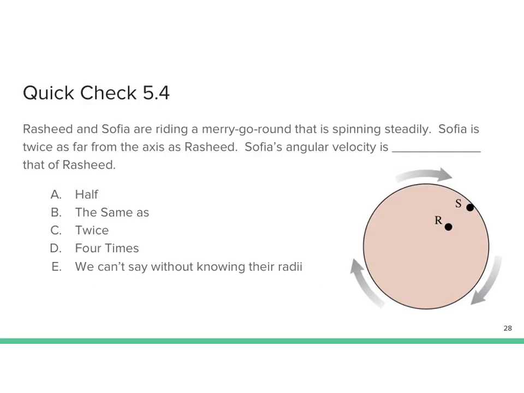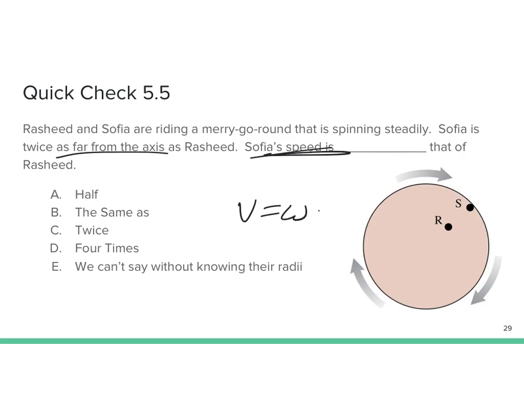So I've got a quick check for you. Rashid and Sophia are riding a merry-go-round that's spinning. Sophia is twice as far from the axis. Her angular velocity is going to be the same as his. They have the same angular velocity. Same question, Sophia's speed. Well, if she is twice as far, we said v equals omega r, so Sophia is going to have twice the instantaneous velocity. Her speed, for that matter, is going to be twice as great.